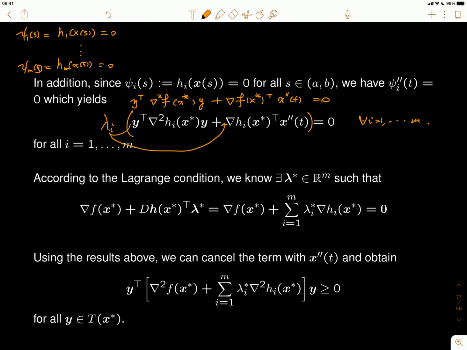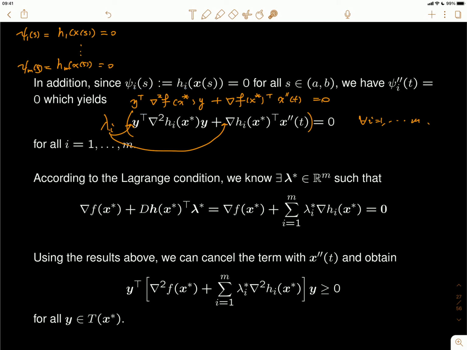Here and here. So I know that if I add up these equations, the second term will give me this thing times x double prime. But this thing is equal to 0. So it doesn't matter what x double prime is. We'll just get rid of this thing. And then what we only have left is just this plus the lambda i times each of these. Lambda i times this, and then sum together.